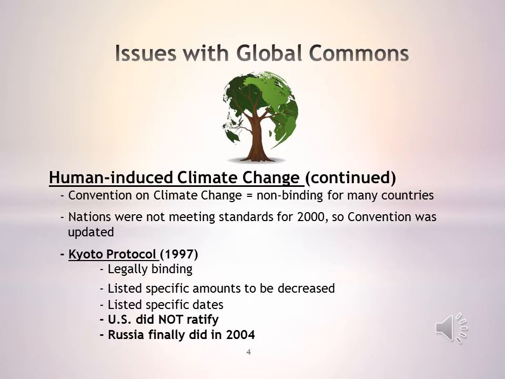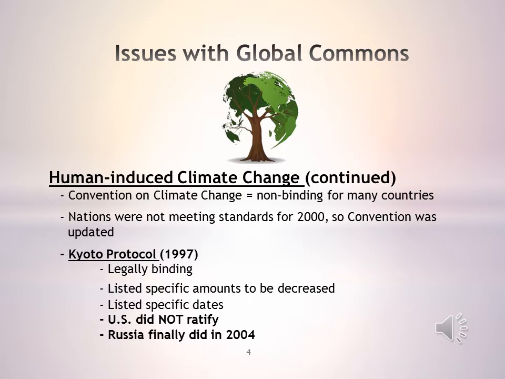had exploited. The Kyoto Protocol became legally binding for everybody who signed it. It did list specific amounts of greenhouse gases and other emissions to be decreased, and it gave a specific timeline. It had dates by which those goals had to be met.